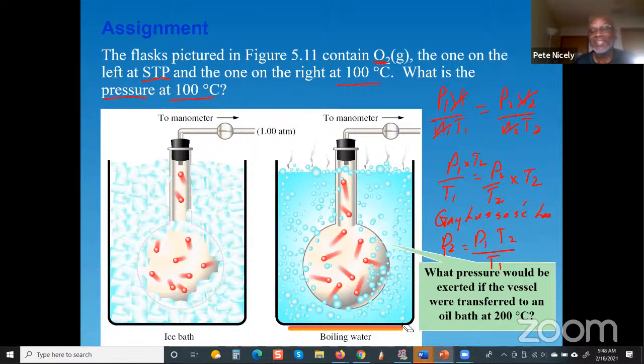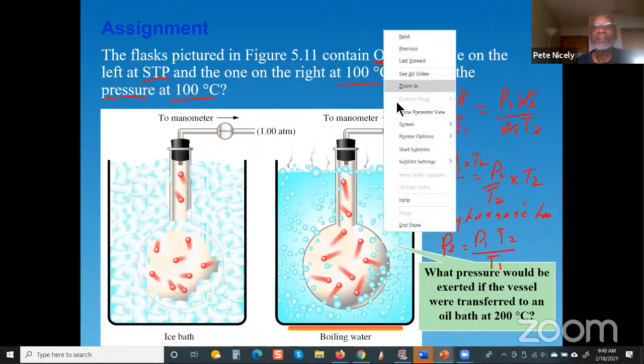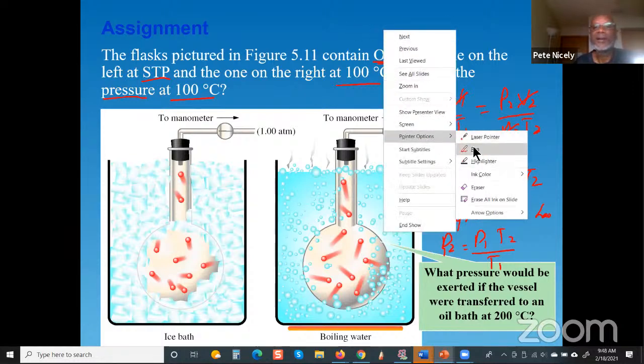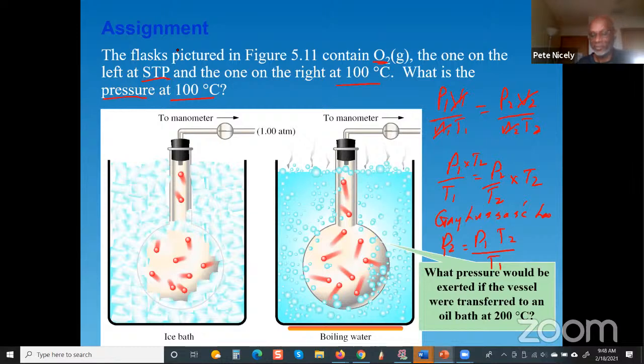Okay, so basically what that means is that T2 would be equal to 200 degrees. So basically we're going to use the same equation here, and the only difference is that we're going to put 200 degrees, or actually in Kelvin, so 200 plus 373 would give you 573 Kelvin.